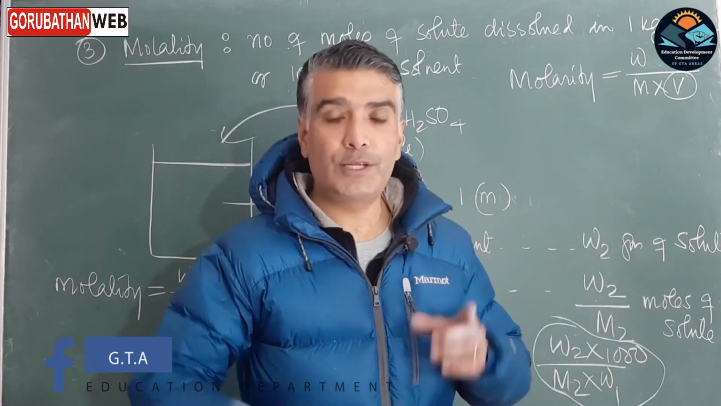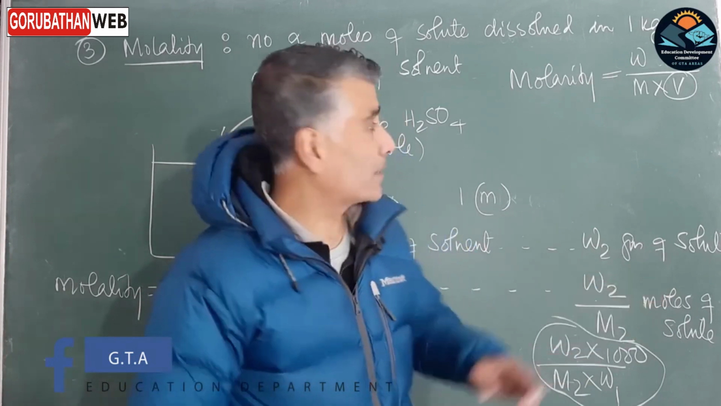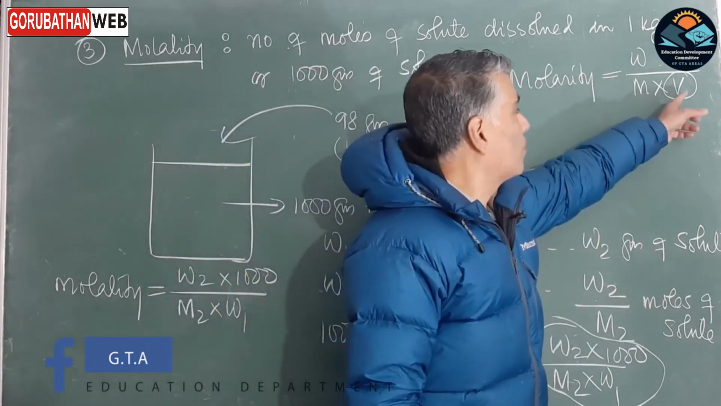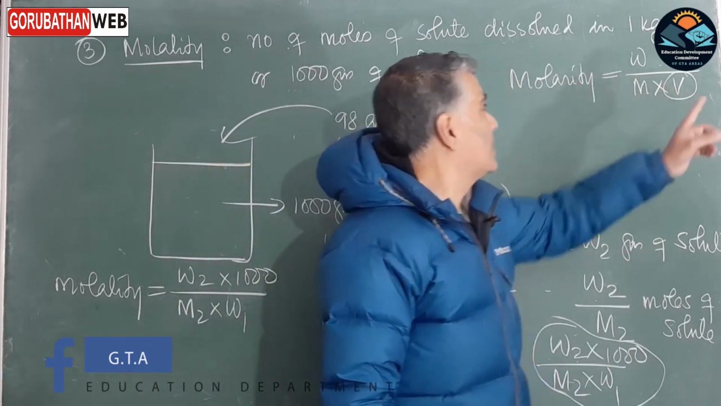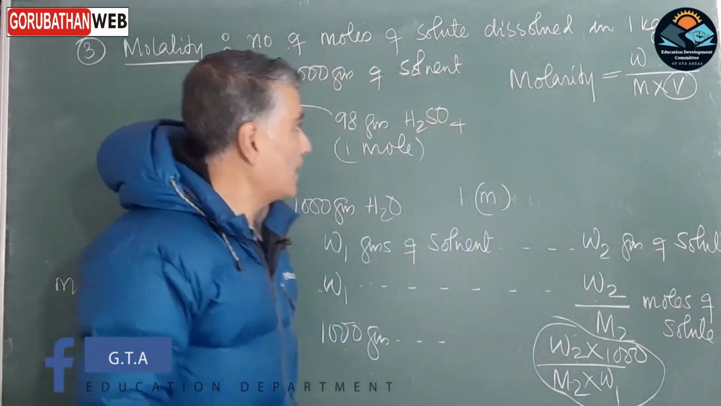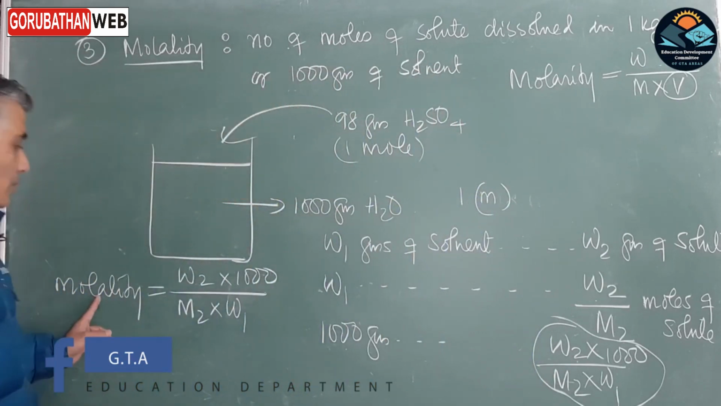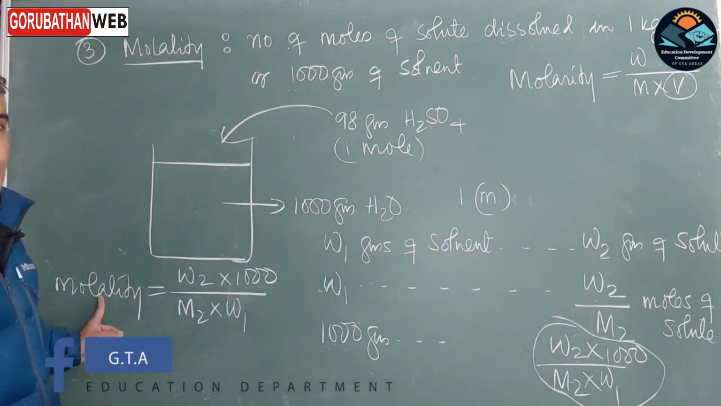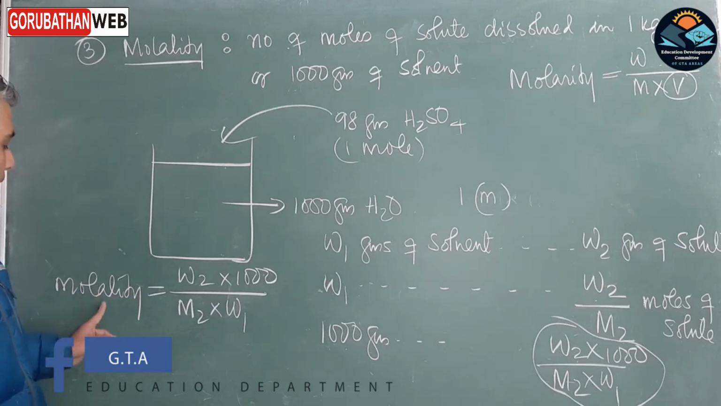Why? Because with the change in temperature, the volume expands or contracts. So when the volume of the solution itself changes, the molarity also changes. So that's why molarity is sensitive to changes in temperature and pressure. So we needed a concentration term which is not affected by changes in temperature and pressure. And that's why we have molality.